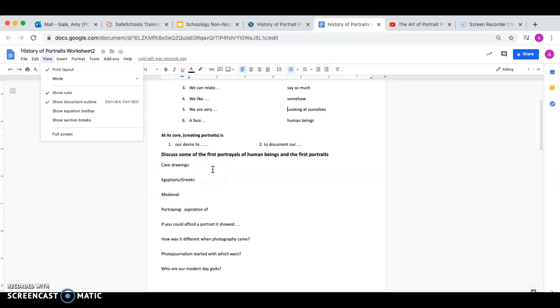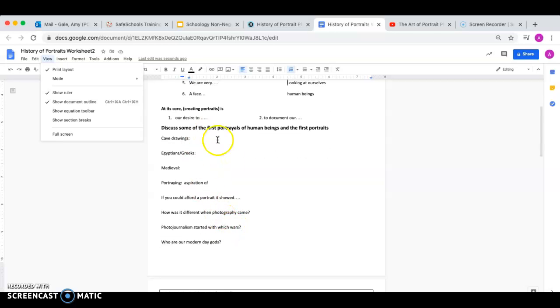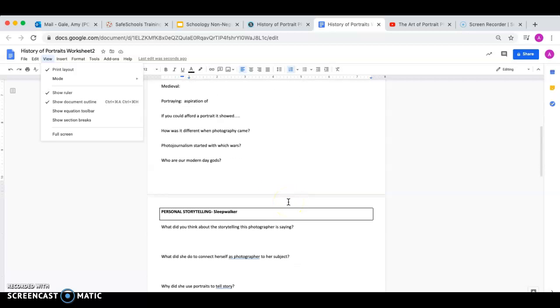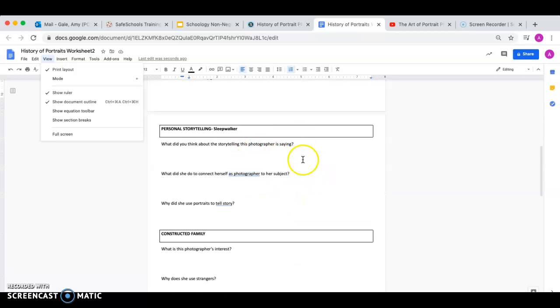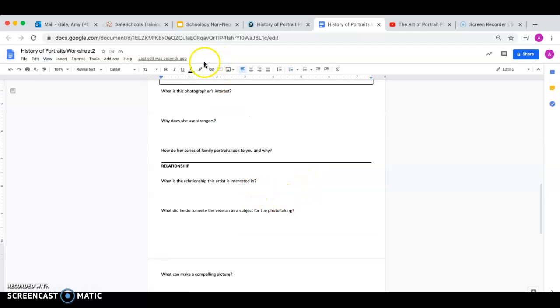Discuss some of the first portrayals of human beings and the first portraits in these different times in history. And then be specific in your answers. It's also kind of nice when you're answering your questions if you can change the color of your writing to red or purple. Yellow's too light, but something so that I can see that those are your answers.